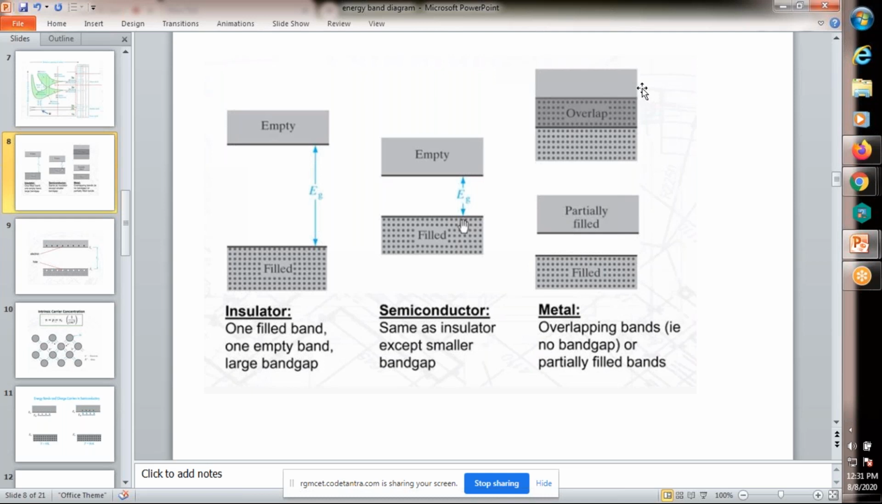Now coming to the metals, again there are different metals. In most metals there is an overlapping; there is no band gap between the conduction band and the valency band, they are completely overlapped. In both bands, charge carriers are available. In only a few cases, the valency band is full and the conduction band is partially filled.